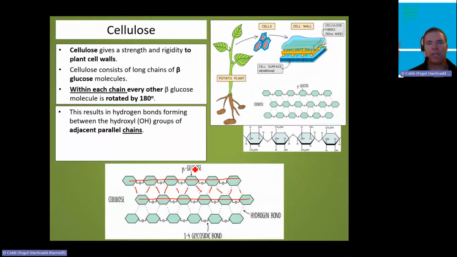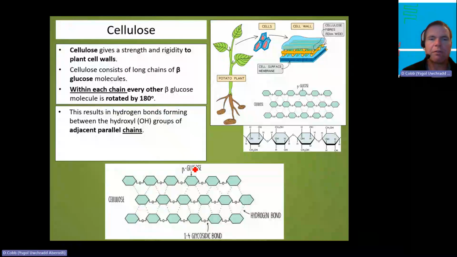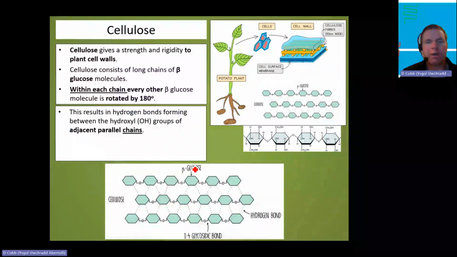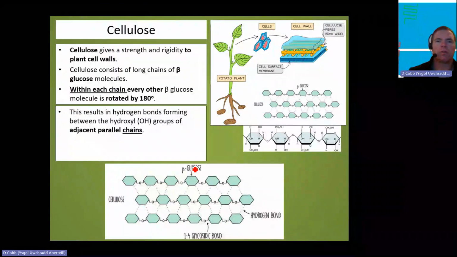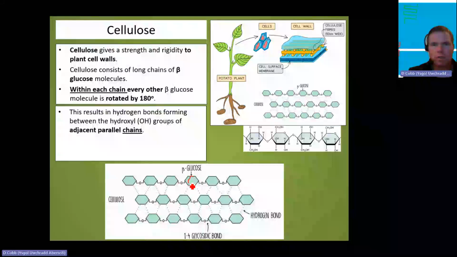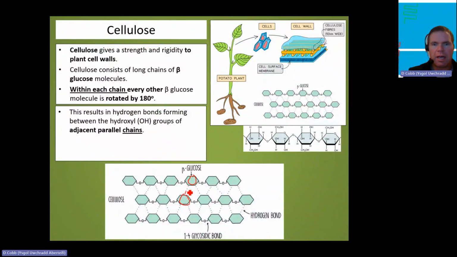Now, it's important we check our wording here. What I've said in there is that the hydrogen bonds form between the OH groups or hydroxyl groups of adjacent parallel chains. What you cannot say is that there are hydrogen bonds between adjacent beta-glucose molecules. If you look, there's a beta-glucose molecule here, there's a beta-glucose molecule here, and indeed there is a hydrogen bond between them. But the trouble is there's also a beta-glucose molecule here, and this is not a hydrogen bond between them. That's a glycosidic bond.